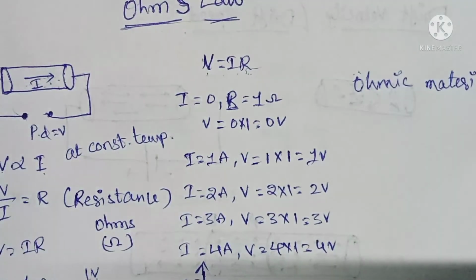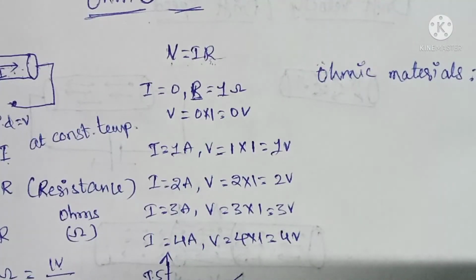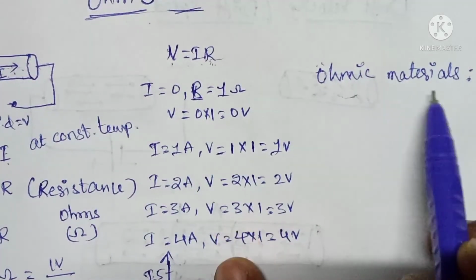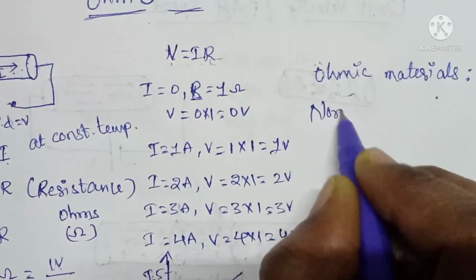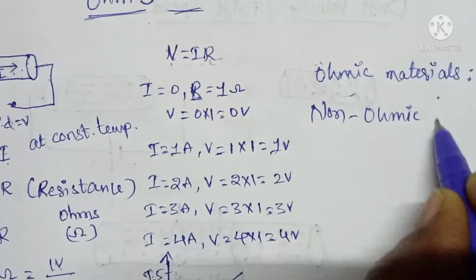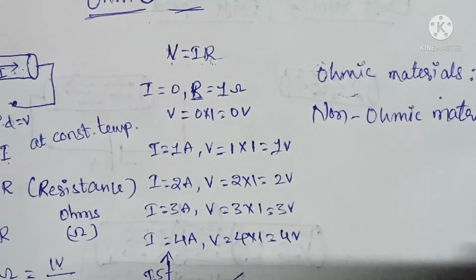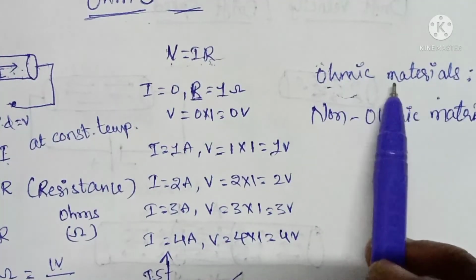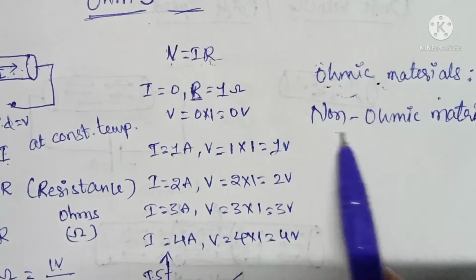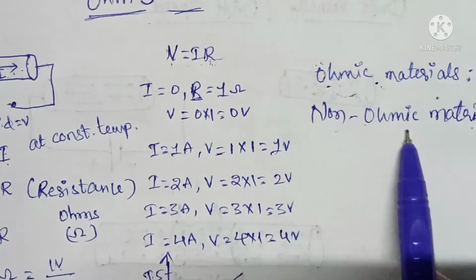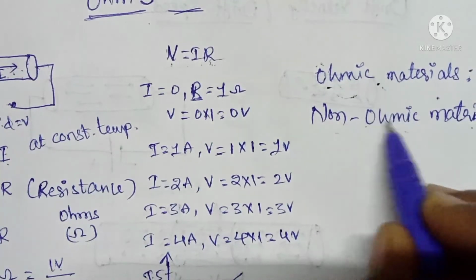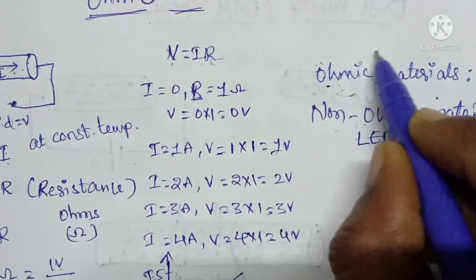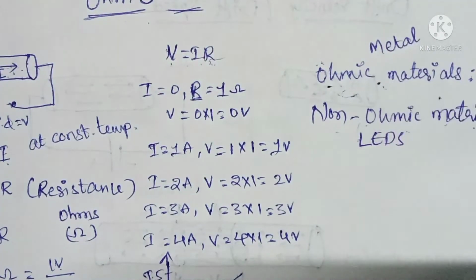Based on Ohm's law, materials are classified into two types. One type is ohmic materials and another is non-ohmic materials. Ohmic materials are those which obey Ohm's law. Non-ohmic materials are those which do not obey Ohm's law. Examples of non-ohmic materials are LEDs, and examples of ohmic materials are metal conductors.